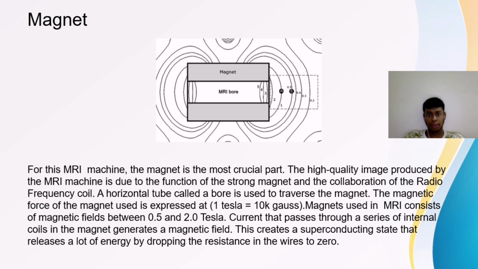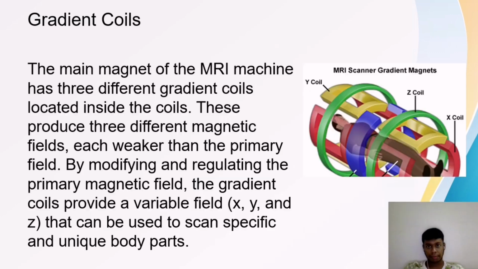Current that passes through a series of internal coils in the magnet generates a magnetic field. This creates a superconducting state that releases a lot of energy by dropping the resistance in the wires to 0. The main magnet of the MRI machine has 3 different gradient coils located inside the coils.